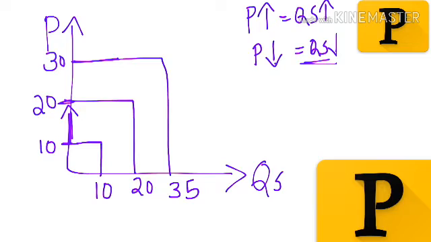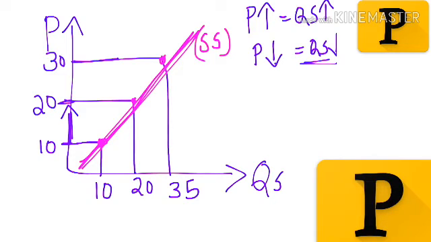Here also we get 3 points at 3 price levels. And if we join these 3 points, we would get an upward sloping curve. And this we call the supply curve, or the SS. Now let us see what are the features of this supply curve. The first feature of the supply curve is that it is an upward sloping curve. We can see from the figure that it is an upward sloping curve.